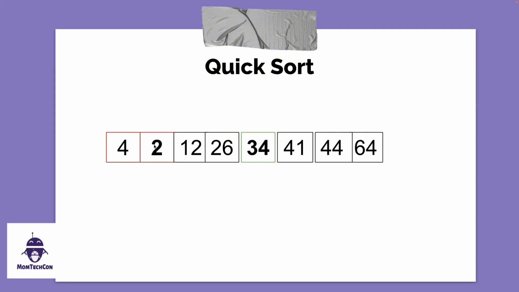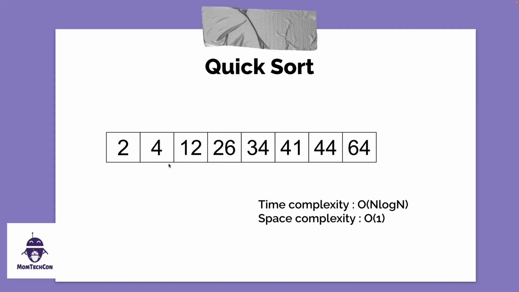On the left side, we can see that 4 is bigger than 2, so we are going to swap. And here we are. We have our array being sorted. The time complexity of this is n log n. And since we are not using any additional space, the space complexity will be constant.